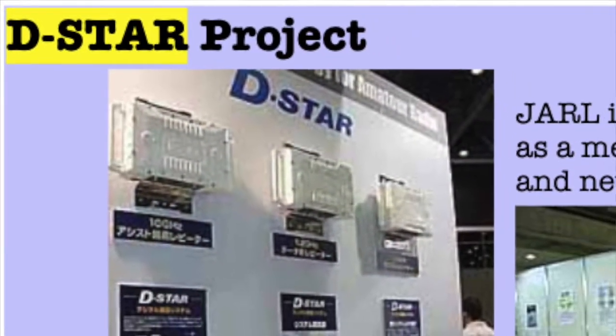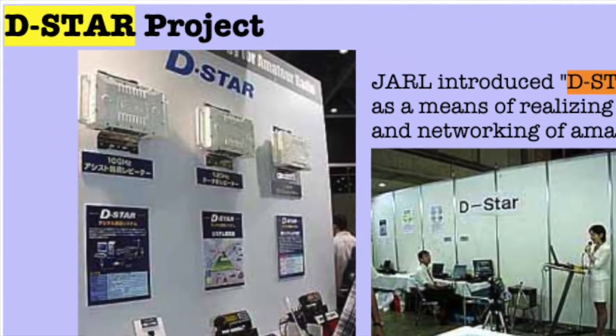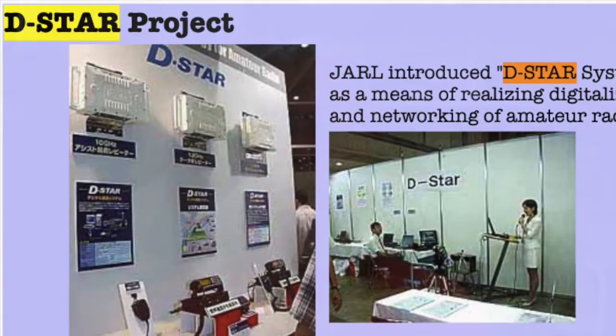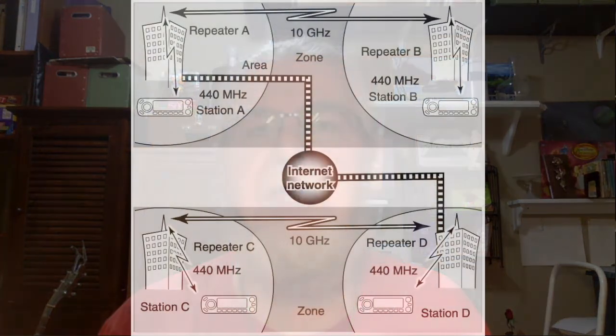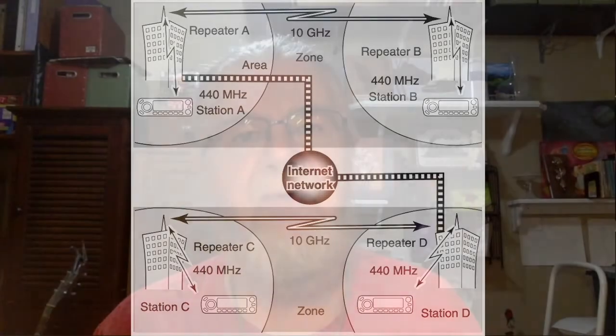Created by Japan Amateur Radio League, JARL, and introduced to the world at the 2003 Amateur Radio Festival in Tokyo, D-Star is a way of transmitting and receiving digital voice signals through networked digital-capable radios and repeaters. The D-Star system allows direct digital communication between digital-capable transceivers and repeaters.